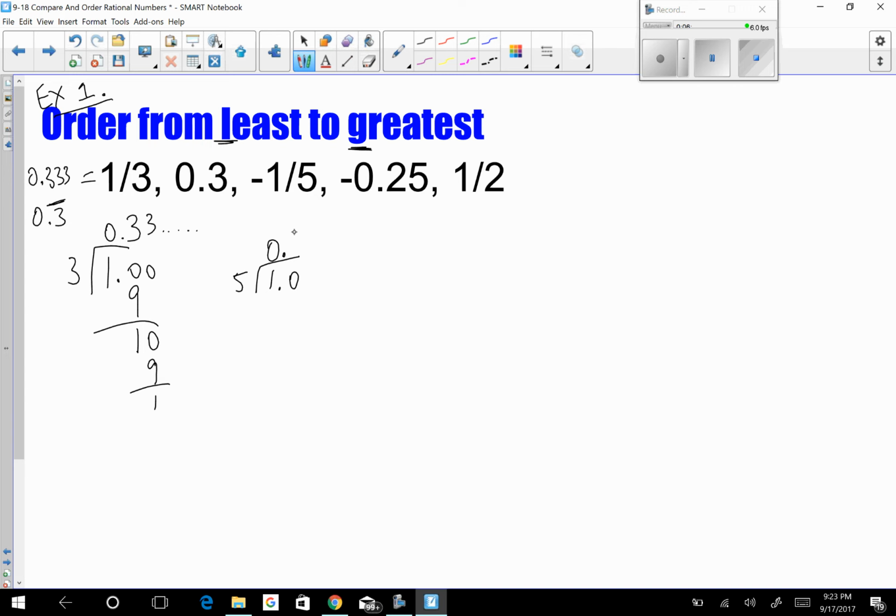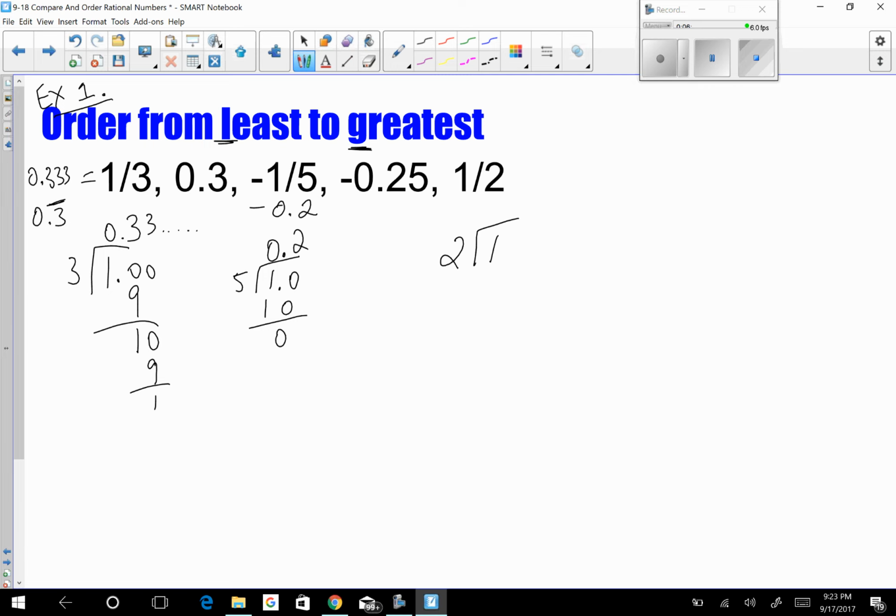5 goes into 10 2 times. 5 times 2 is 10. 10 minus 10 is 0, so we're done. So this is -0.2. You got to put that negative sign back on. -0.25, already a decimal. Here, 1/2.